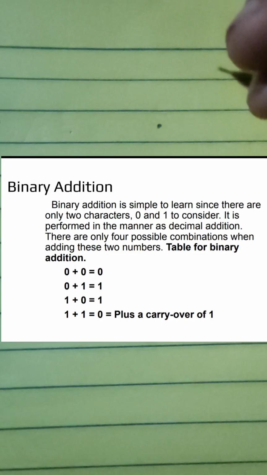First, we will solve addition. And in addition, there's a rule we should follow. 0 plus 0 is 0. 0 plus 1 is 1. 1 plus 0 is 1. 1 plus 1 is 0, but there's a carry over 1. Here are some of my examples.